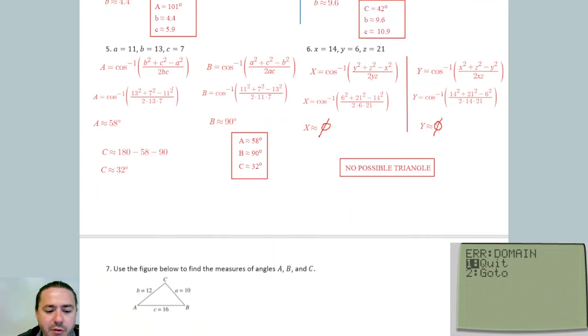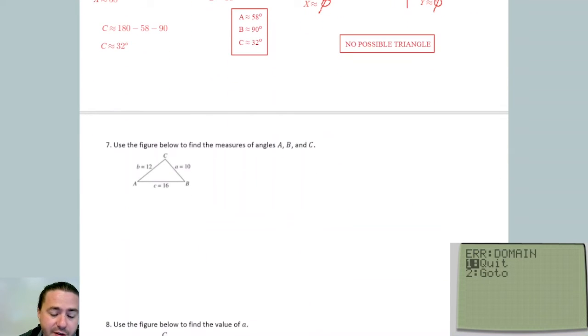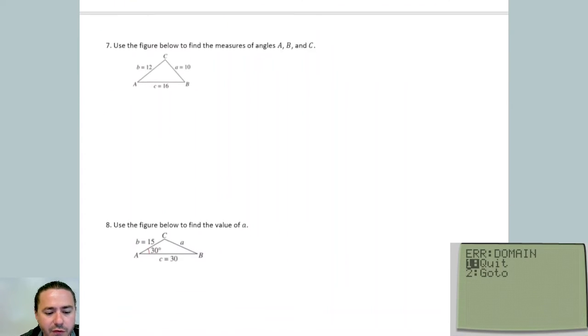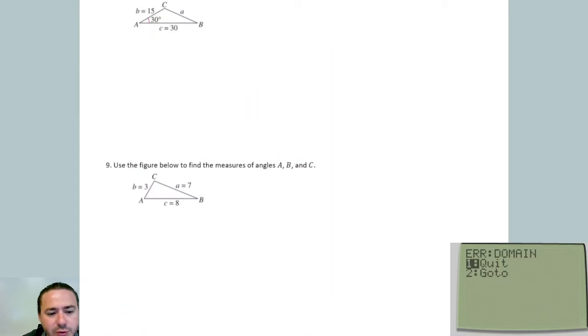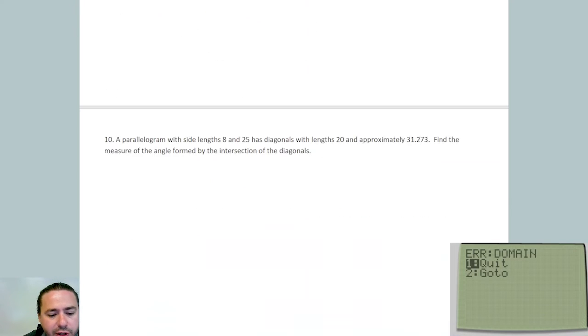So if we look at number 7, and I want to check whether there's actually a triangle here, I look at the biggest side, 16, and the sum of the other two sides is 22. Since this is smaller than that, we're safe. We know there's going to be a triangle here. Let me see if there's another example like that. Let's look at this one down here. Biggest side is 8, which is smaller than 10. So we definitely have a triangle there.